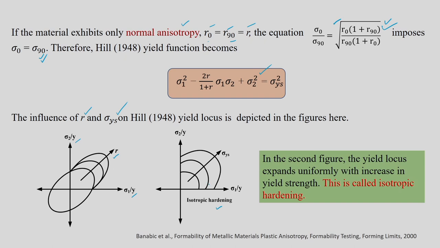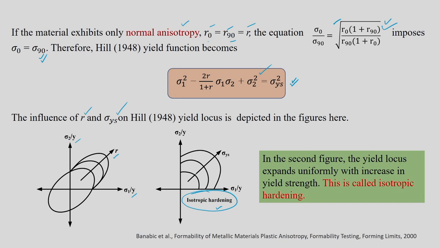and the yield locus is defined by its form, which is nothing but the Hill 1948 equation only. So, the shape remains the same and the size increases with increase in yield strength. Let us say this is what is called, in a way, isotropic hardening. We will see that later on. So, what does isotropic hardening mean? The material is anisotropic, but hardening is isotropic. What do you mean by hardening is isotropic?